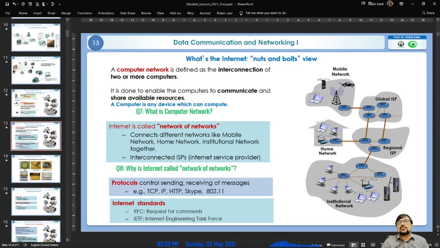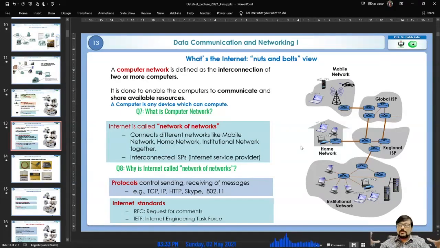Then we know what a computer network is: if two or more computing devices are connected to each other for communicating and sharing, they can create a network. And sometimes, when many kinds of networks connect to each other, this is actually the internet.